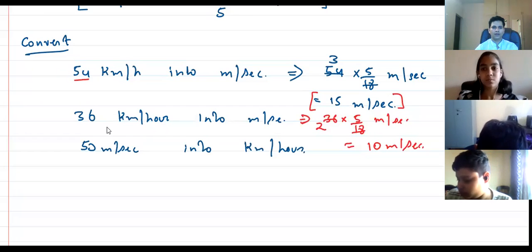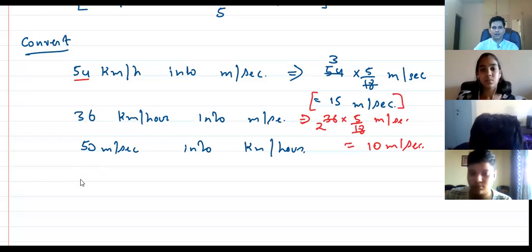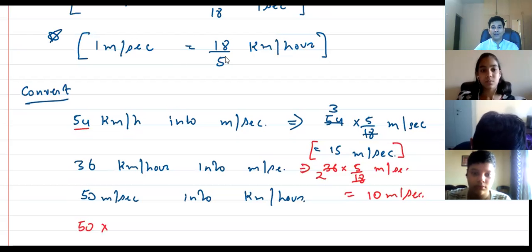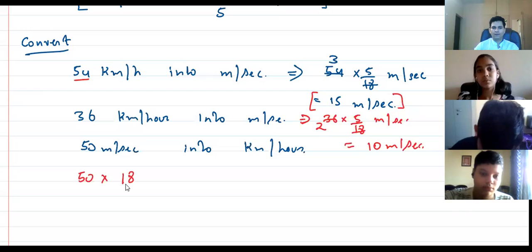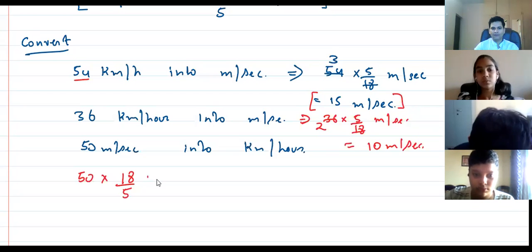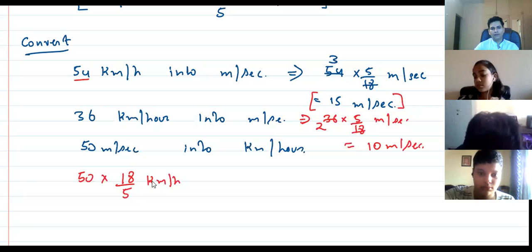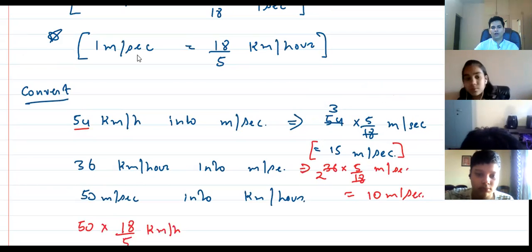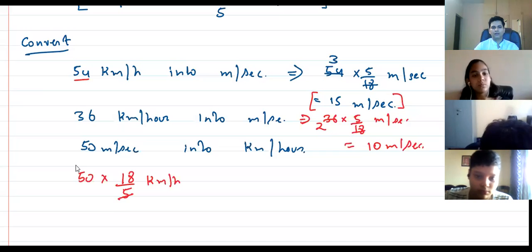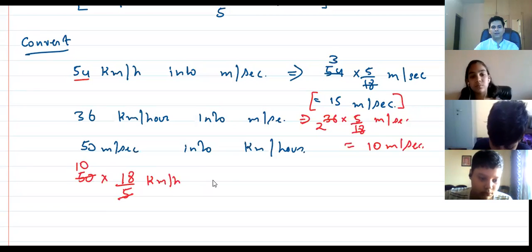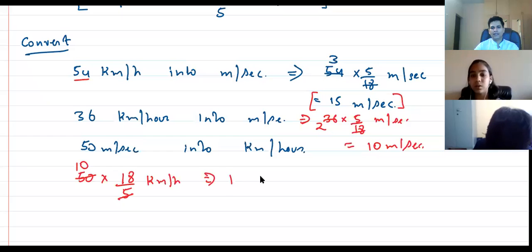Very good, Harsha. So third one, let's see, 50 into, now 1 meter per second is 18 by 5 kilometer per hour, right? So we have to multiply by 18 by 5. I'm just converting meter per second into kilometer per hour. So 50 times 18 by 5, we will get 180 kilometer per hour.